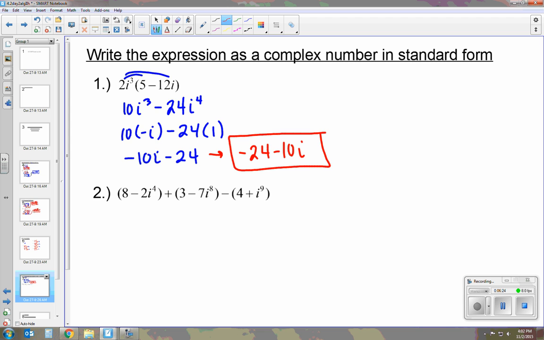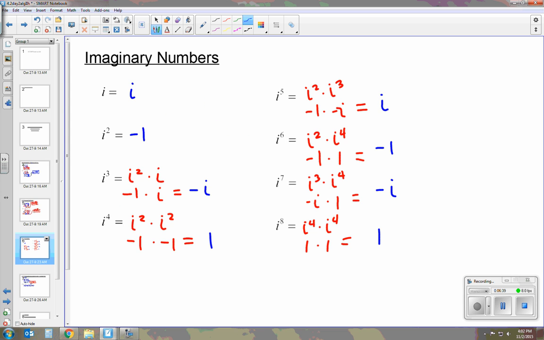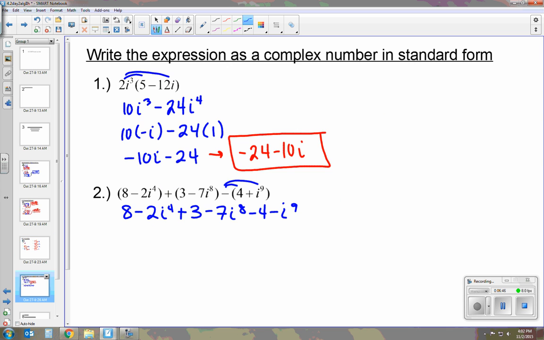All right, let's do our next one. Make sure we distribute that negative at the very end. So we have 8 minus 2i to the 4th plus 3 minus 7i to the 8th minus 4 minus i to the 9th. Okay, and let's look back. i to the 4th is 1, i to the 8th is 1, and i to the 9th, if we keep on going back, is just i. So let's fill these in. So we're going to have 8 minus 2 plus 3 minus 7 minus 4 minus i.